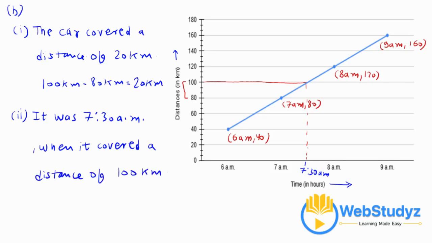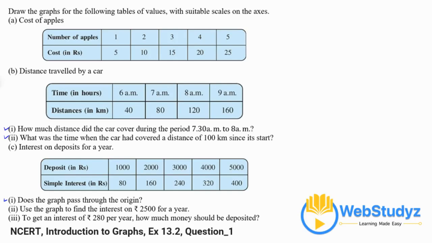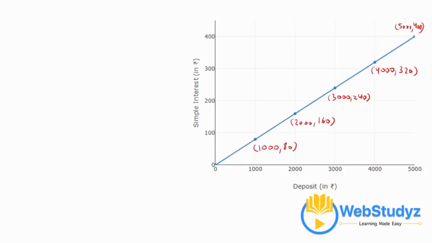Now move on to the C part, which is interest on deposits for a year. Here we are given deposits in rupees and simple interest in rupees. In deposit in rupees, we have 1000, 2000, 3000, 4000 and 5000, and simple interest will be 80, 160, 240, 320 and 400. So let's first plot the graph for part C. So we have plotted the graph for part C. Here on the x-axis we have deposit in rupees and on the y-axis we have simple interest in rupees.